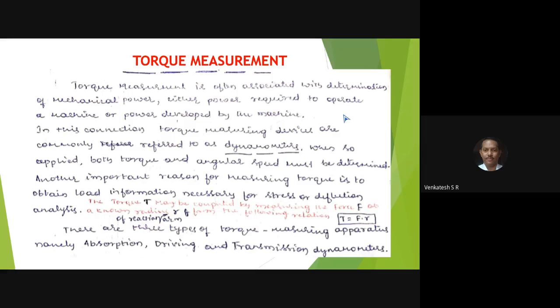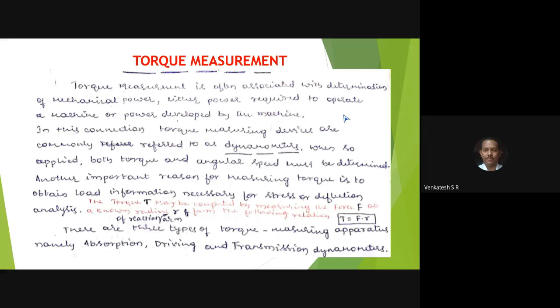And how do you measure the torque? For that, the measuring instrument used for measuring the torque is called a dynamometer. You have a lot of dynamometers in your syllabus. You only have the diagram along with the explanation. How do you measure the torque? So you can use a dynamometer, and from that you can measure the torque.